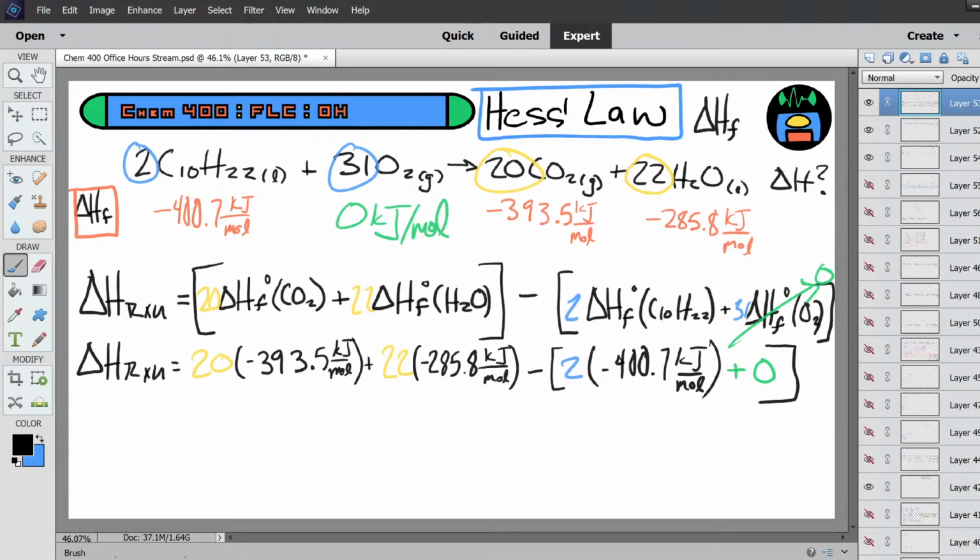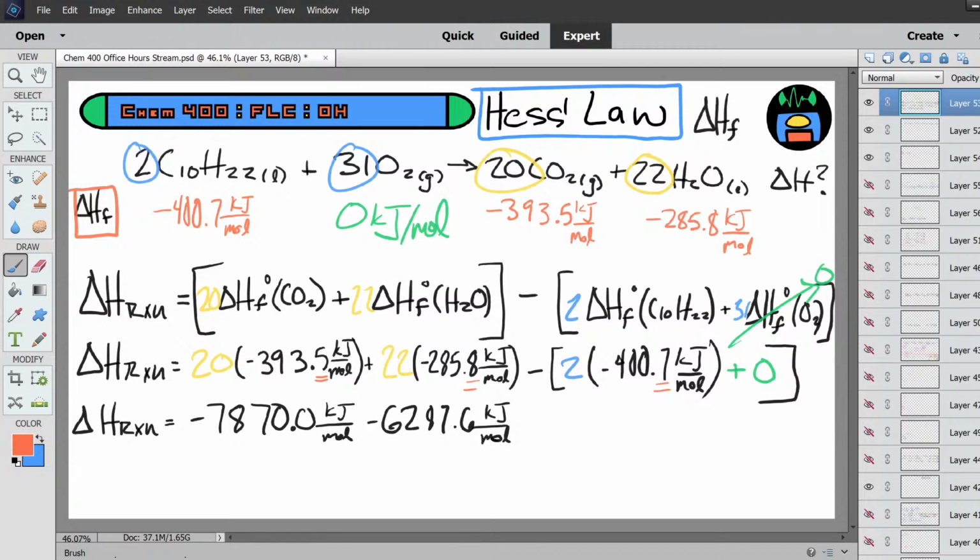All right, now something to keep in mind when you multiply by these stoichiometric coefficients. You're going to keep the same precision because those stoichiometric coefficients are exact. So this is as if we're adding this number 20 times together. So 20 times negative 393.5 will be negative 7,870.0 kilojoules per mole. 22 times negative 285.8, so this is minus 6,287.6 kilojoules per mole.